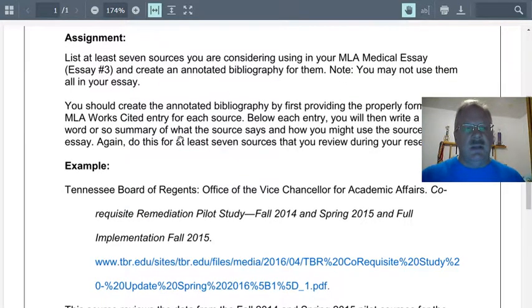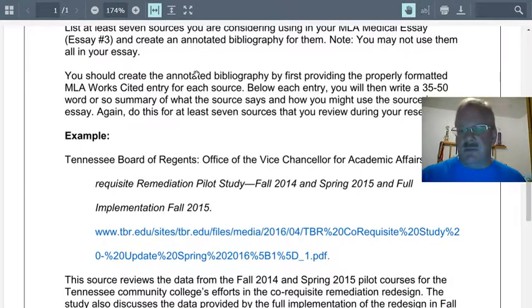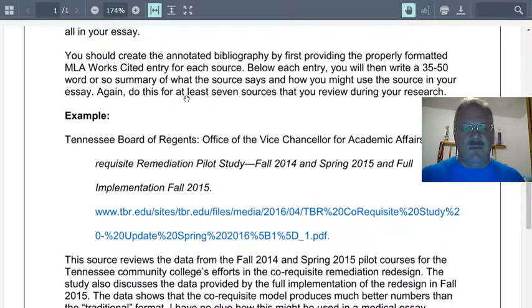For this assignment, you're going to list at least 7 sources you're considering, and you're showing me where you're doing your research. You may not end up using all of these in your essay, but you're showing me you're finding sources, and the essay's starting to work out, at least on the research side. In fact, you probably won't use them all. Sometimes sources repeat themselves, and you'll say, well, I got the same information from a different source. I don't need this one.